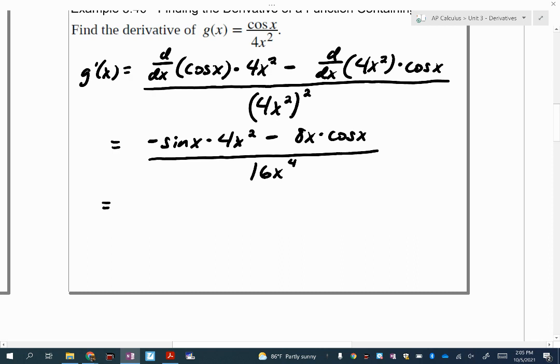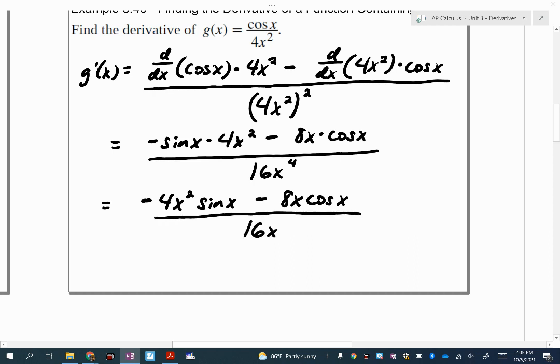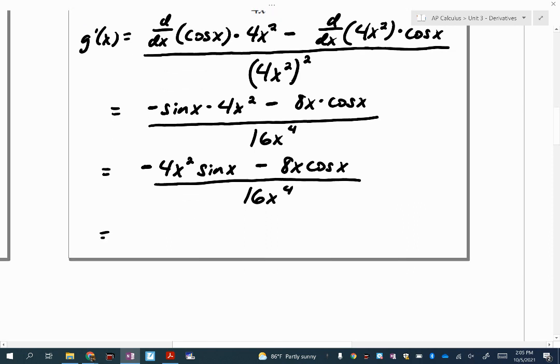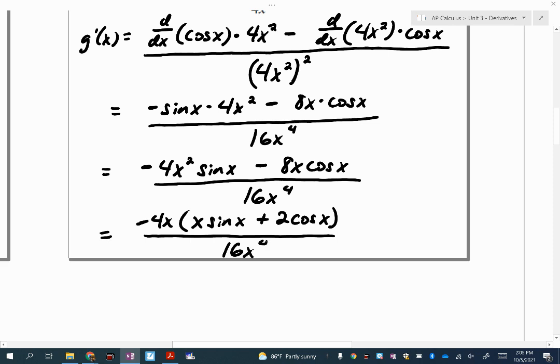Let's clean it up a little bit. Now I think you'll see we can do some stuff. So negative 4x squared times the sine of x minus 8x cosine of x all over 16x to the 4th power. Now this is the answer, but I'm not going to leave it like that because I can factor in the numerator. I can factor out a negative 4 and an x. So if I factor out negative 4x, I'm left with x times the sine of x plus 2 times the cosine of x all over 16x to the 4th power.